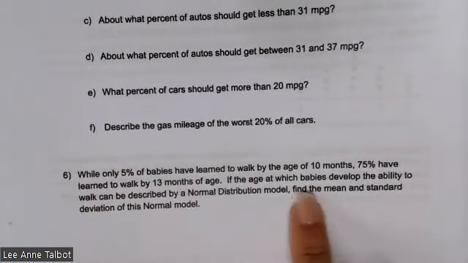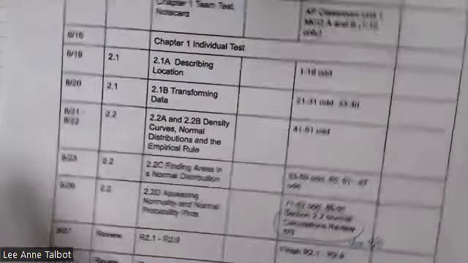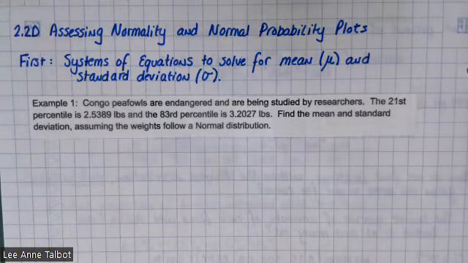It says find the mean and standard deviation of the normal model, and that is what I need to teach you here. So this particular piece, this systems of equations to solve for mean and standard deviation, is technically supposed to go in the 2.2c section, but that day is just so important that I can't shove any more into it. So we move it to this day.